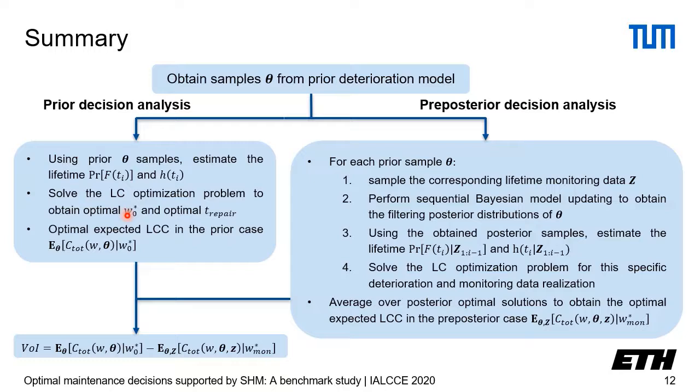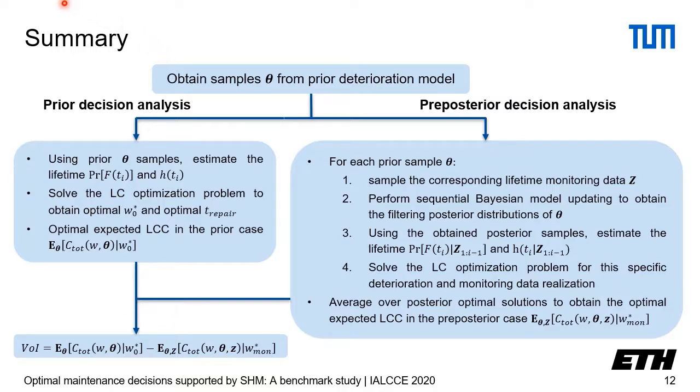In the pre-posterior case, for each sample of theta, we need to sample the corresponding lifetime monitoring data. For this data, we perform a sequential Bayesian model updating to obtain the filtering posterior distributions of theta. And using the obtained posterior MCMC samples, we estimate the updated lifetime reliability curves. We solve the lifecycle optimization problem for this specific deterioration monitoring data realization. And in the end, after we do it for all the samples, we need to average over the posterior optimal solutions to obtain the optimal expected lifecycle cost in the pre-posterior case. Our value of information is the difference between the two optimal solutions in the prior case and pre-posterior case.